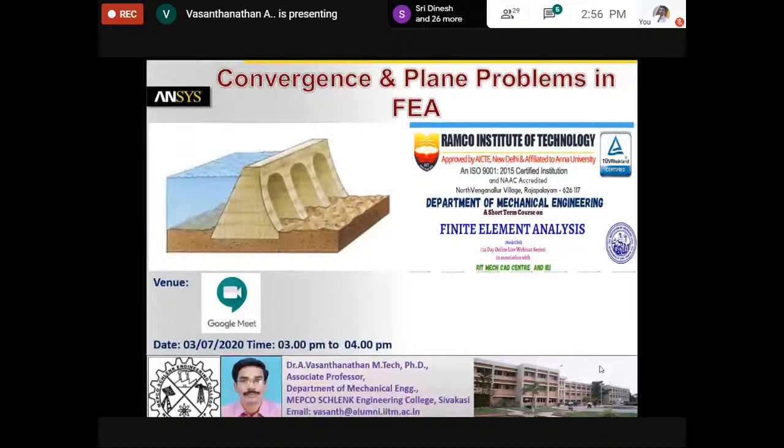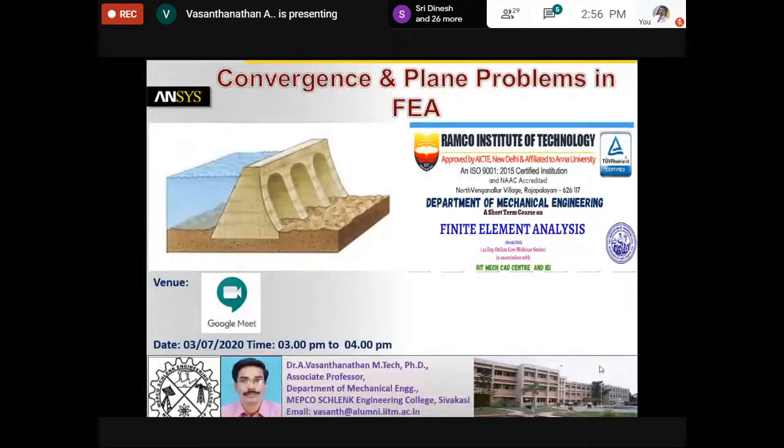Now having known the concept of convergence, somewhat you are familiar with convergence. Now you come to plane problems. Any complex structure you consider is a real 3D structure. It may be an aircraft structure, or you consider a rocket structure. This is a model of a rocket launch vehicle. So this is also a complicated 3D structure.